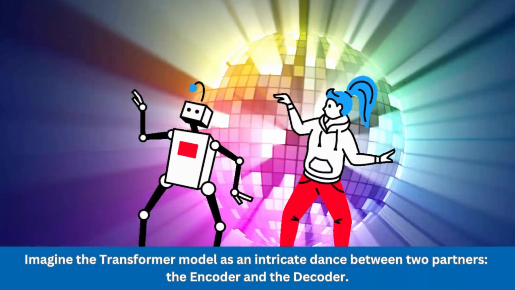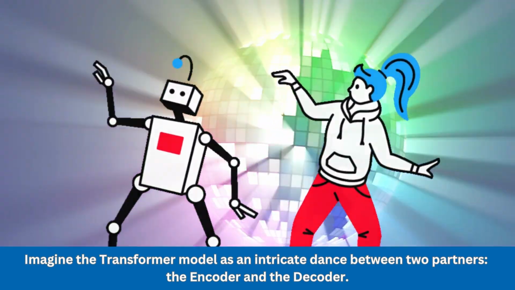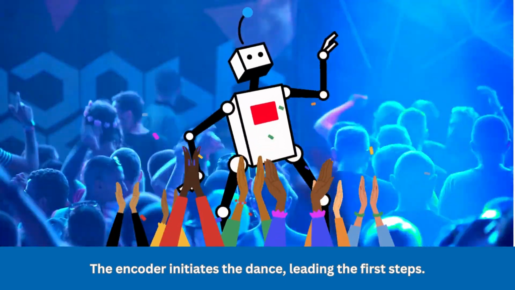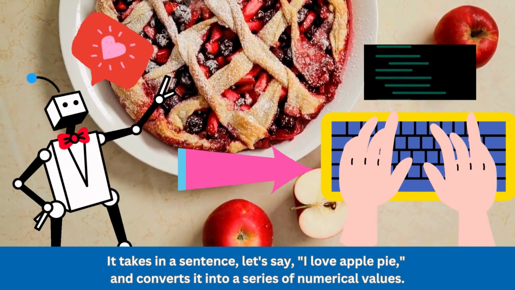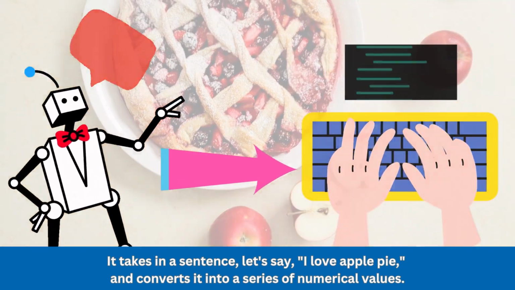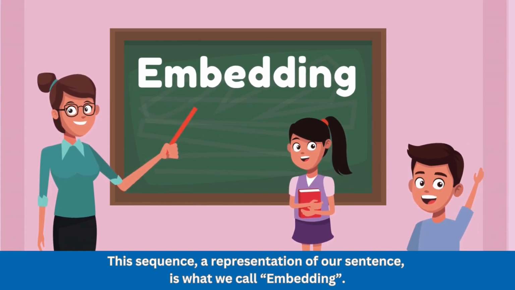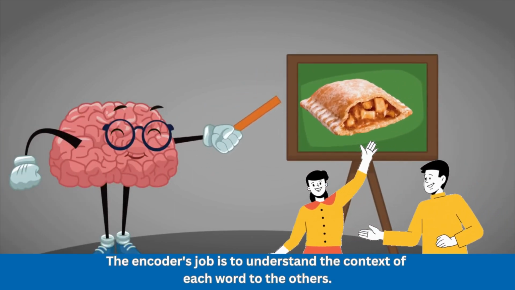Imagine the transformer model as an intricate dance between two partners, the encoder and the decoder. The encoder initiates the dance, leading the first steps. It takes in a sentence, let's say, "I love apple pie," and converts it into a series of numerical values. This sequence, a representation of our sentence, is what we call embedding. The encoder's job is to understand the context of each word to the others.